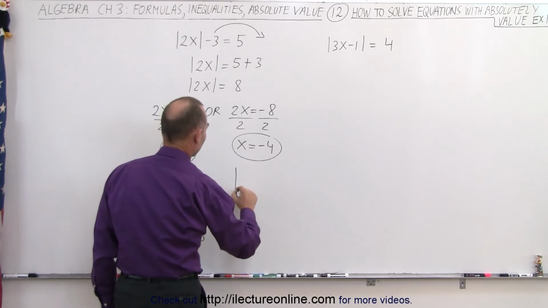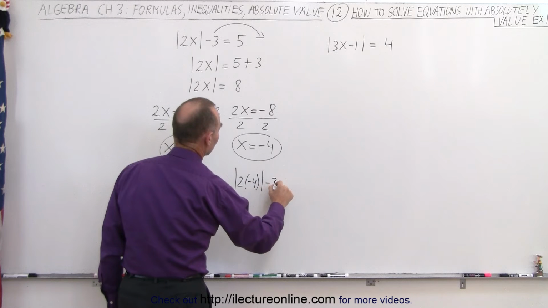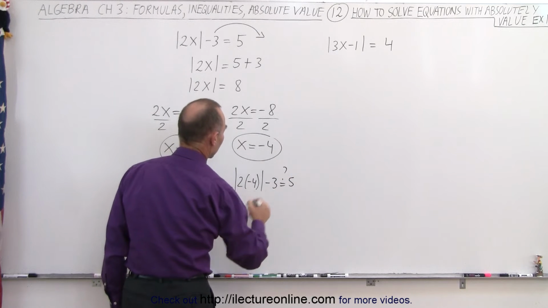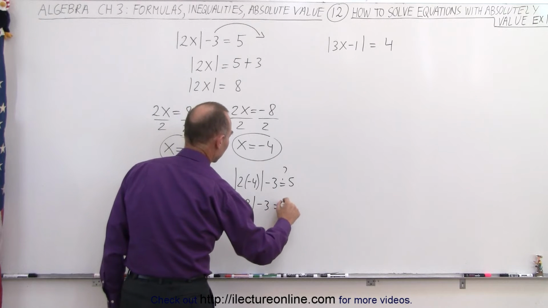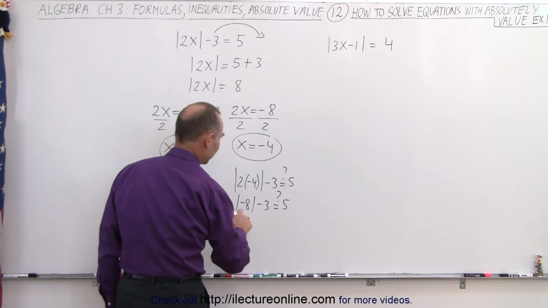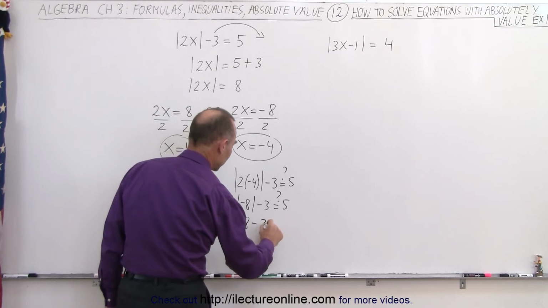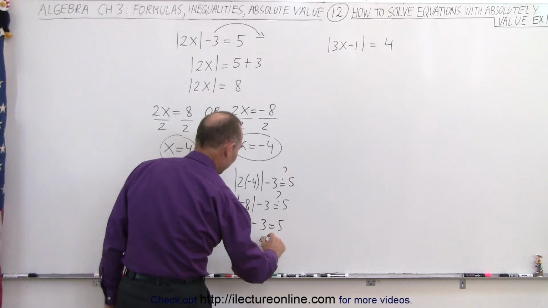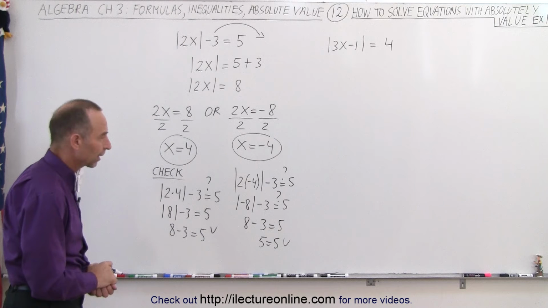So we have the absolute value of 2 times negative 4, minus 3, is that equal to 5? And that would be the absolute value of negative 8, minus 3, is equal to 5? And so you can see that this would become a positive 8, because the absolute value of a negative number is a positive number. 8 minus 3 equals 5, so 5 equals 5. And sure enough, both of those solutions do the trick.